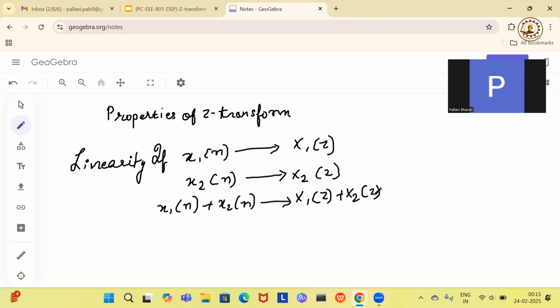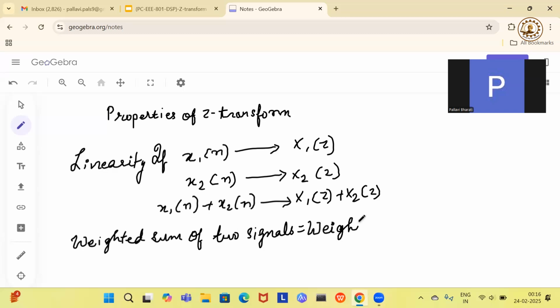Okay, so this is your first property, which can also be written as: the weighted sum of two signals is equal to the weighted sum of the individual Z transforms. And we have also seen this in the questions that we did.